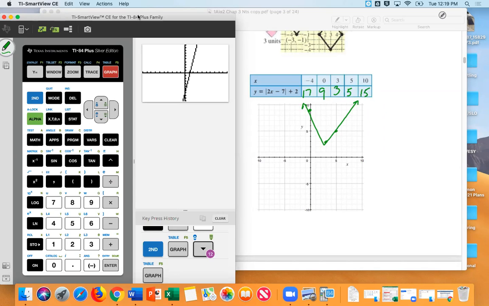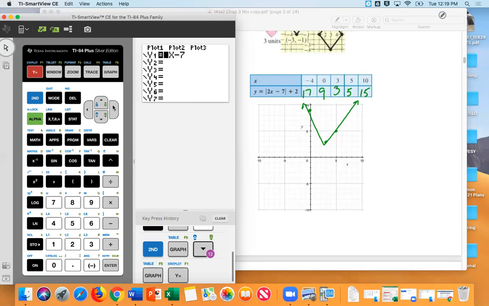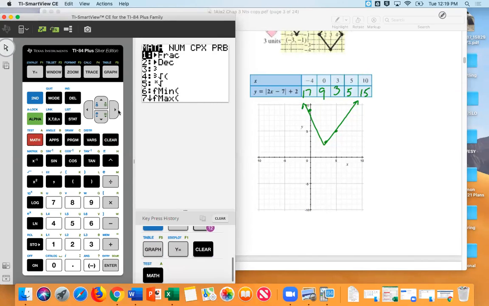That look like a V shape? Yes. Now, how do I do it on the calculator? Well, to be honest with you, I'm not 100% sure where it is. It might be in math. So let's see if I can find it. We hit math. Okay, let's go to number. Oh, NUM.